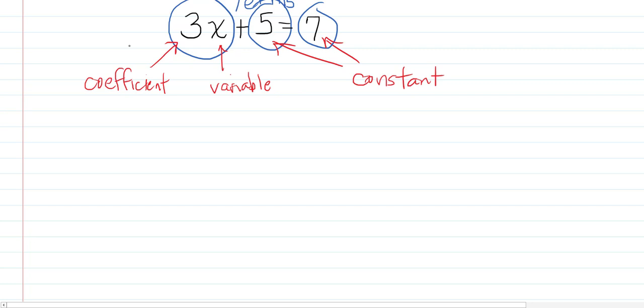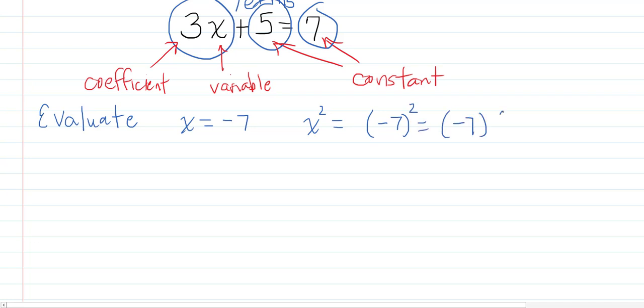So typically there's different things that you might want to do, such as evaluate an expression. So I could say if x equals -7, then evaluate it at x squared. Well, where you see an x, you would just plug in -7 and a negative times a negative, so that means this. Negative times a negative would be a positive.